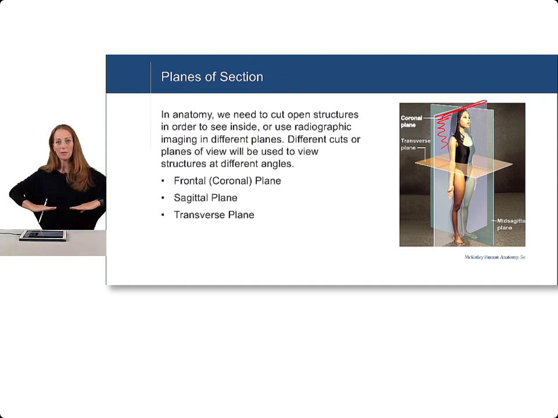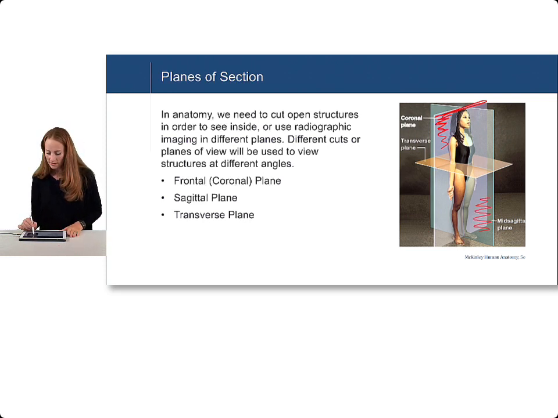A transverse plane is transverse across the body, or making a transverse cut across the body. And then a mid-sagittal is going down the middle. A sagittal section is exactly perpendicular to a coronal section, and mid-sagittal is exactly in the middle, perpendicular to the coronal section. So this is mid-sagittal, this is coronal, and this is transverse plane.